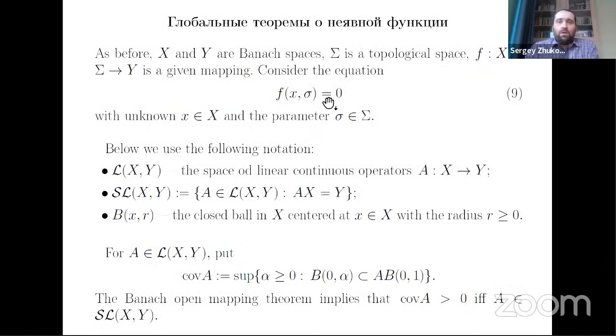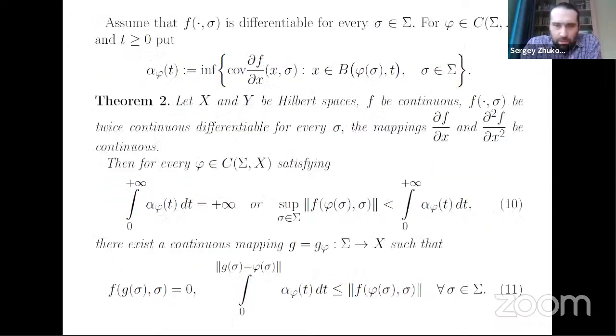Let us now pass to global implicit function theorems. Here we consider the same spaces and the same equation, and here we use the following notion. The covering constant of a linear operator A is this number. It is also called the Banach constant, and by the Banach open mapping theorem, this constant is positive if and only if the operator A is surjective. So I think that I am a little short on time, so I'll pass immediately to the main result of this part.